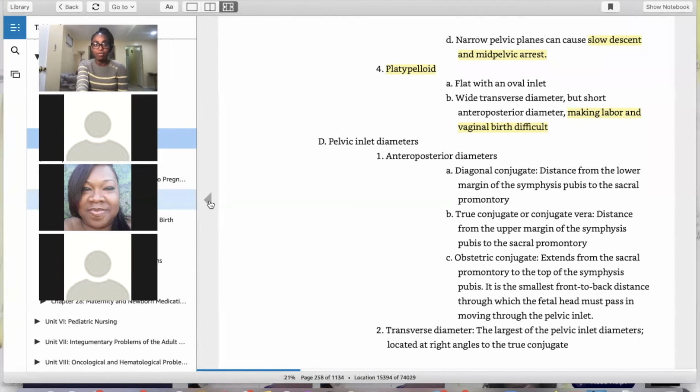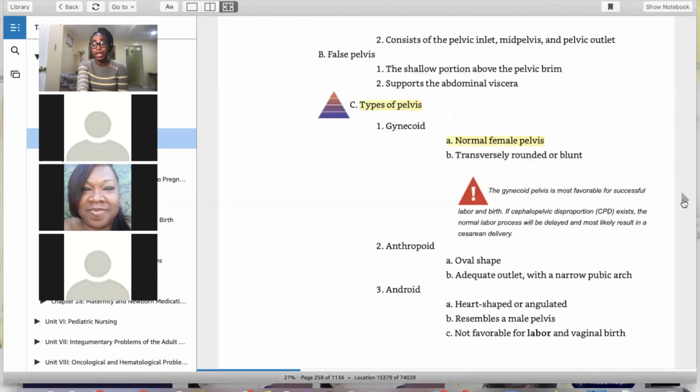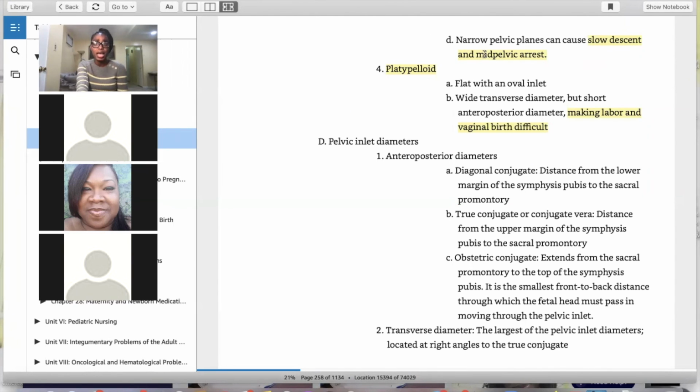So here we have the android pelvis. Theirs is a slow descent, mid pelvic arrest, and then we have the platypelloid, which makes labor and vaginal birth difficult. And sometimes they'll have C-sections, these patients here. And so another thing to remember, and again, we'll see it later, is that when it concerns the pelvis, there are levels, right? As the baby is descending, you have 0. That's when the head of the baby reaches the ischial spines. And then you have -1, -2.